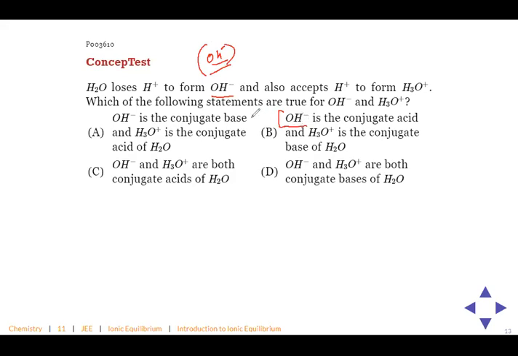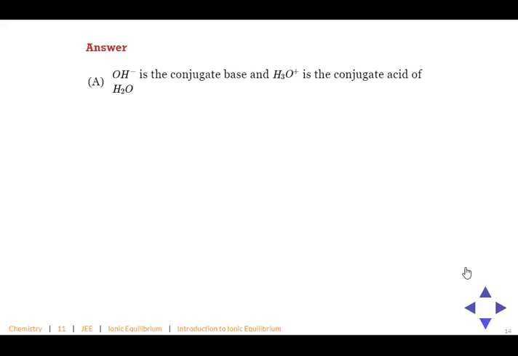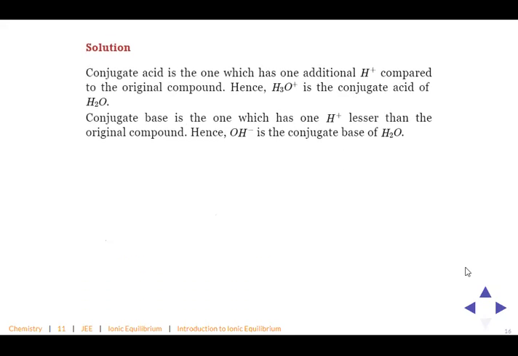Because it is formed after removal of H plus, it is a conjugate base. Now, H3O plus accepted H plus, so this is the conjugate acid. The answer is A. I hope everyone is clear in this concept. Okay, everyone. Very good.